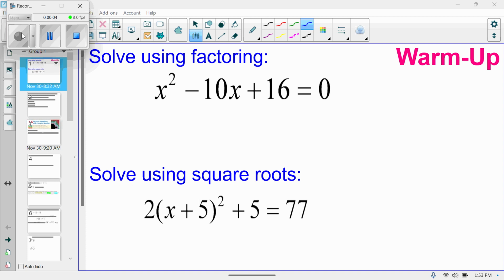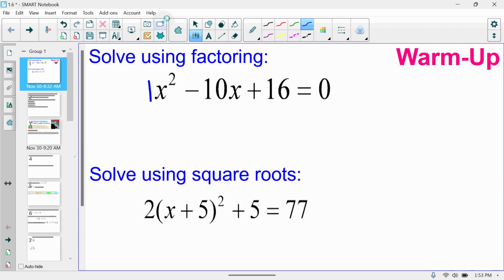All right, so again, you should not be doing grouping when this is a 1x squared. You need to just think about what can I FOIL out that would give me this back again, okay?